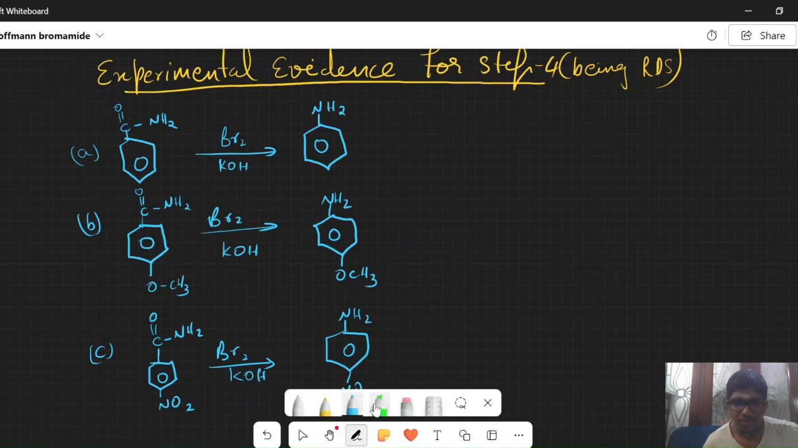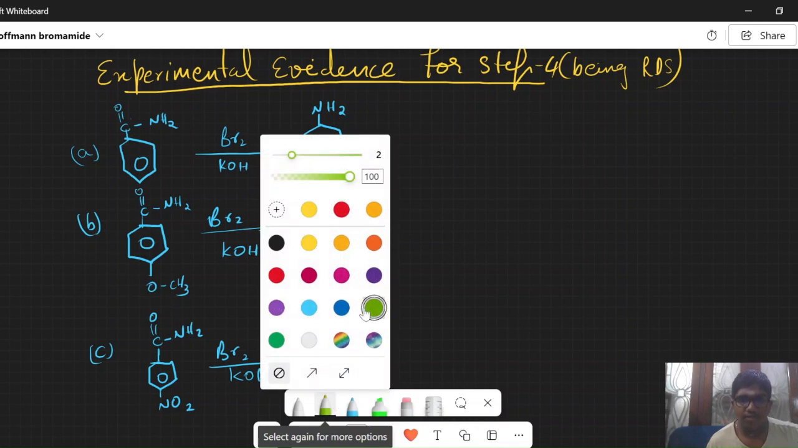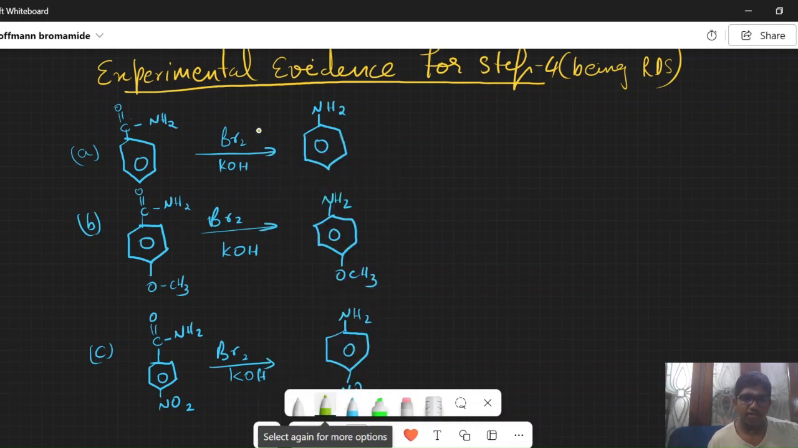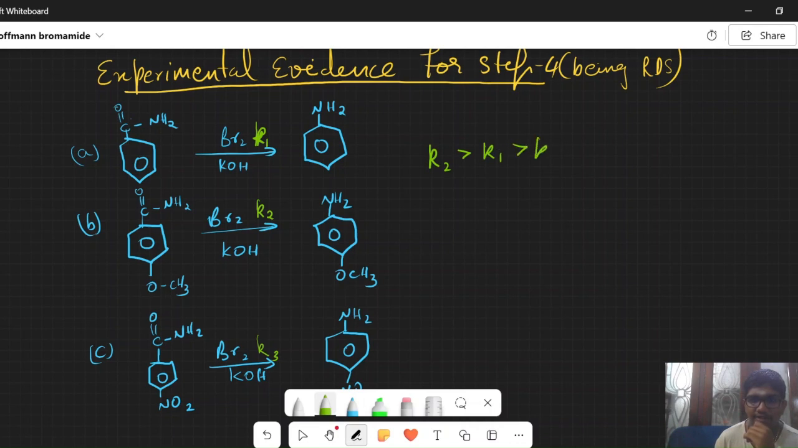Now let us label each one of these as the rate constant to be K1, K2 and K3. The rate constants of the respective reactions are K1, K2 and K3. Through kinetic analysis, scientists were able to determine the relative order of the rate constants to be K2 greater than K1 greater than K3.